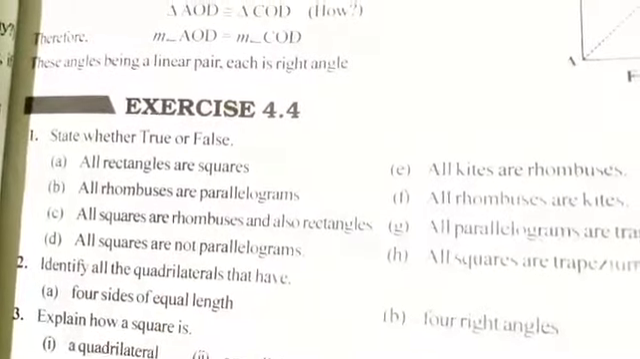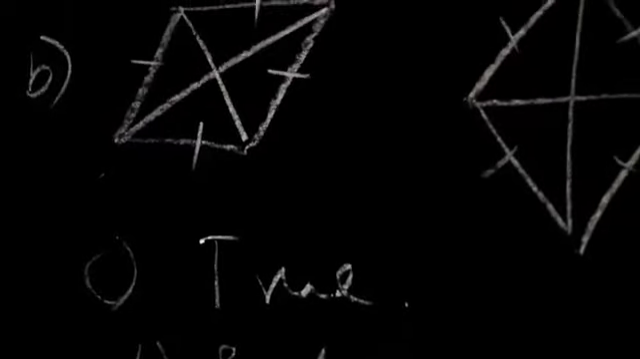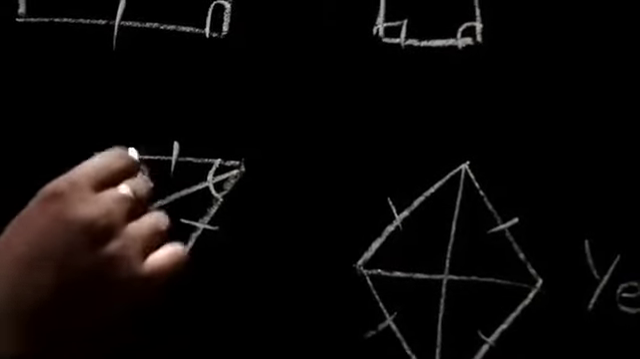D1: all squares are not parallelogram. No, it is wrong, false. Because in a square all the angles are 90 degrees, but in a parallelogram opposite angles are equal. These opposite angles are equal. It is not necessarily 90 degrees, but if it is 90 degrees we can tell. But here they said not parallelogram. No, it is a parallelogram we can tell. Squares are like parallelograms we can tell.